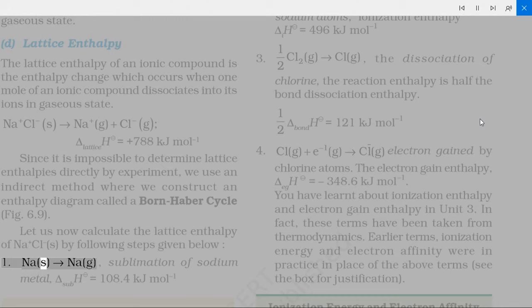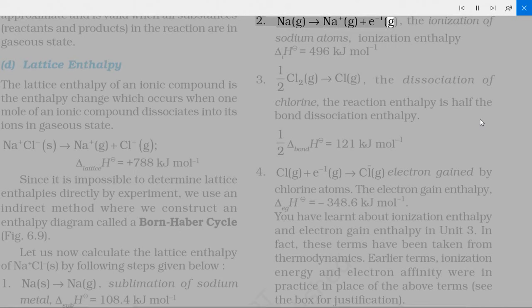1. Na(s) → Na(g), sublimation of sodium metal, ΔsubH = 108.4 kJ/mol⁻¹. 2. Na(g) → Na⁺(g) + e⁻, the ionization of sodium atoms, ionization enthalpy ΔiH = 496 kJ/mol⁻¹. 3. ½Cl₂(g) → Cl(g), the dissociation of chlorine, the reaction enthalpy is half the bond dissociation enthalpy, ½ΔbondH = 121 kJ/mol⁻¹.